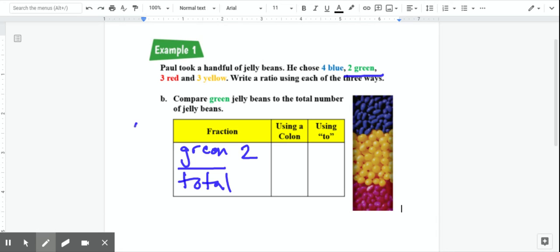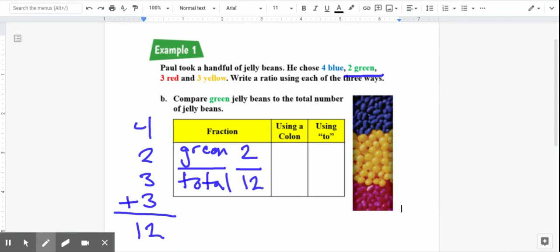So I have 4, 2, 3, and 3, and I need to add those numbers together to get my total. And I have 4 plus 2 is 6, plus 3 is 9, plus 3 is 12. So my total is 12.